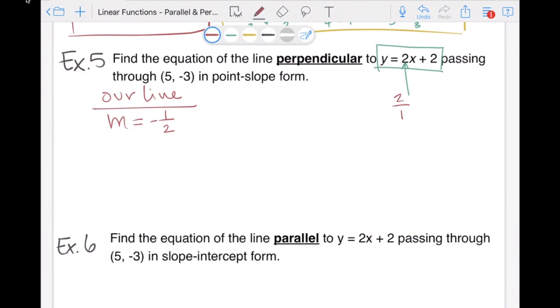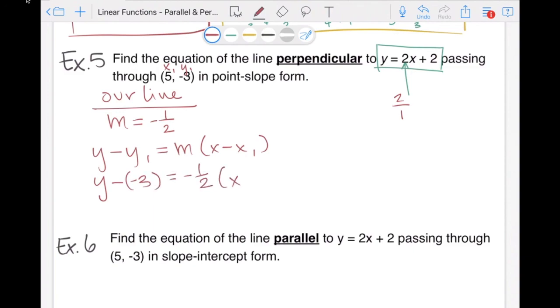Now we have an x1, y1. So we can go ahead and plug in. y minus y1 is equal to m times x minus x1. And we can plug in for y1, it's a negative 3. For m, we plug in a negative 1/2. And then x minus x1, so minus 5. And I'll go ahead and clean up this first part and make it a y plus 3. But we are done at that point.